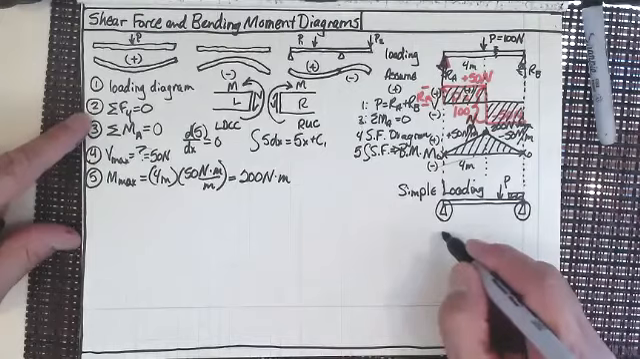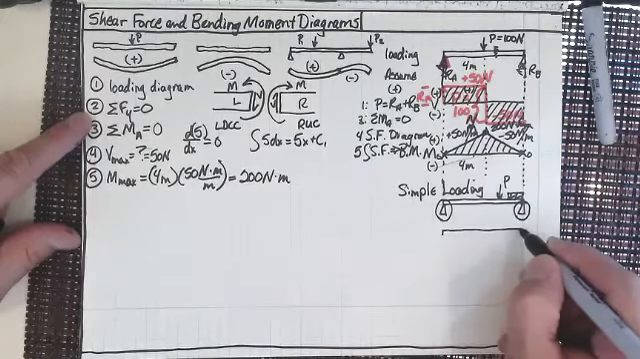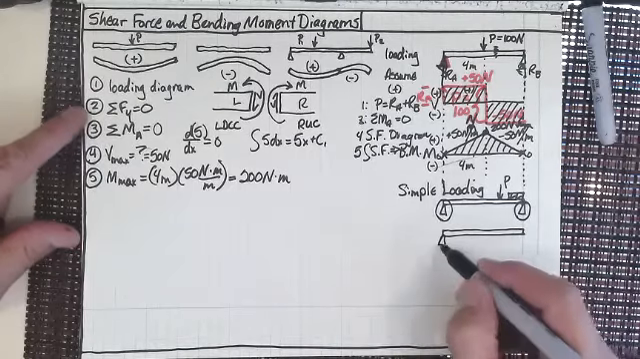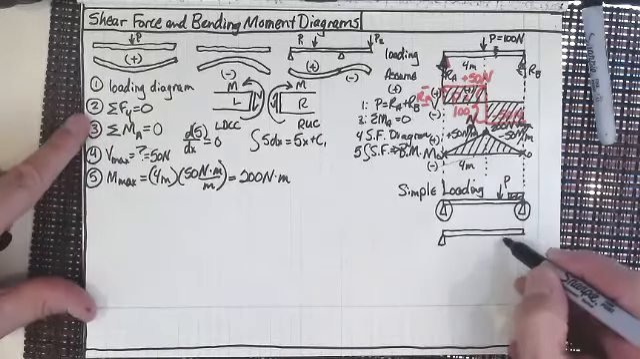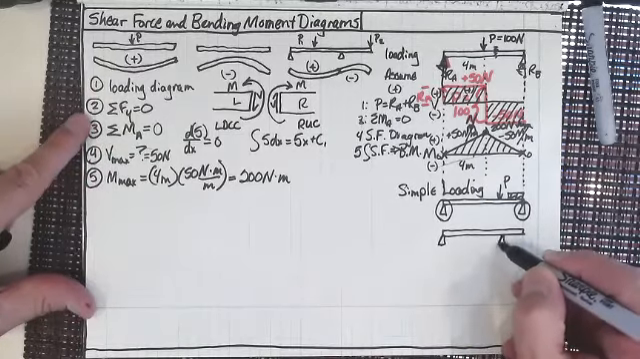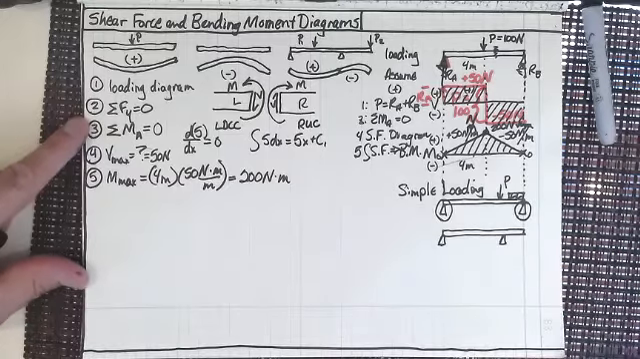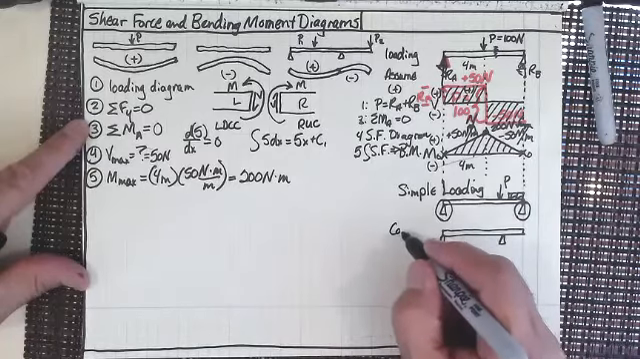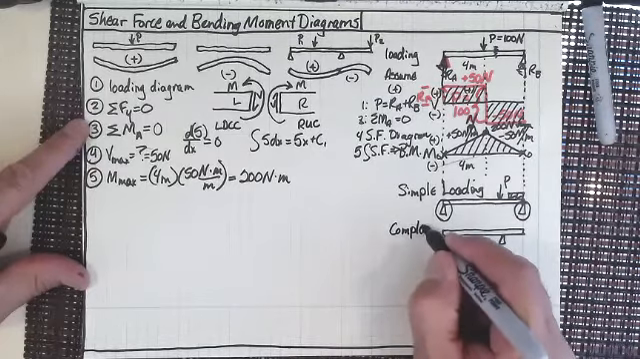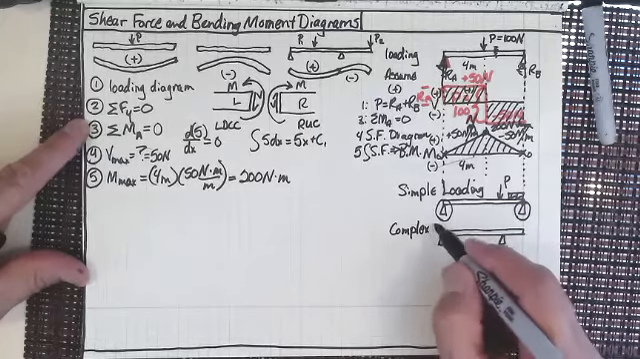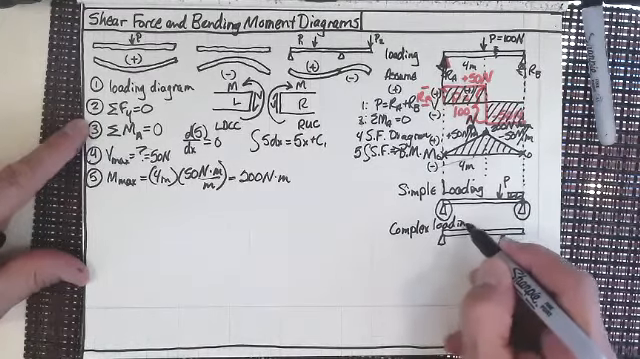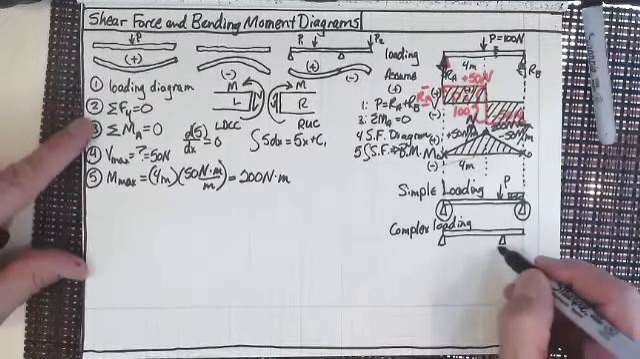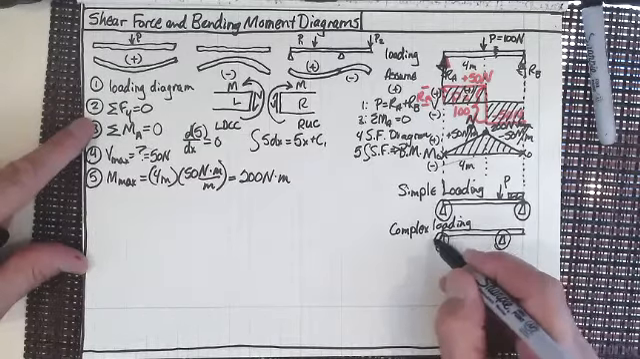Now, another type of beam loading that we're going to be seeing is what we call complex beam loading, where I'm supported at one end, but then I'm supported again someplace along the length of the beam, right? So this is called a complex loading. So simple loading, both ends. Complex loading, one end is supported, but then the other one is off the end.